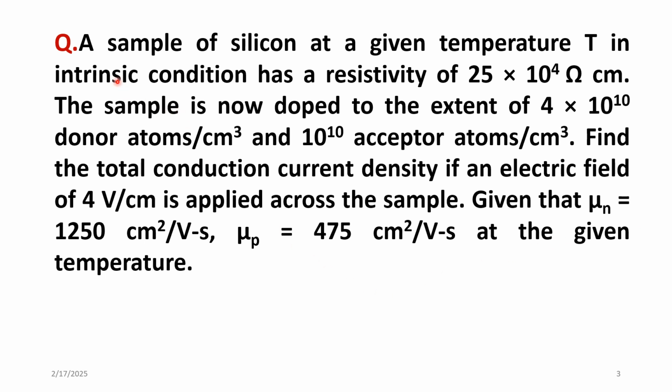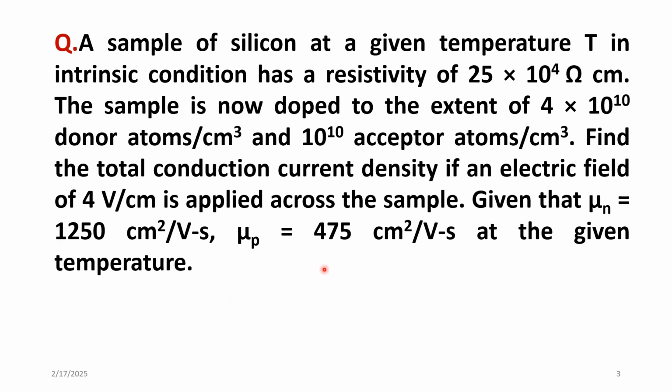We are considering a sample of silicon at a given temperature T in intrinsic condition, which has a resistivity, as given in the question, of 25 into 10 power 4 ohm centimeter. The sample is now doped to the extent of 4 into 10 power 10 donor atoms per centimeter cube and 10 power 10 acceptor atoms per centimeter cube. Find the total conduction density if an electric field of 4 volt per centimeter is applied across the sample. Given the values, mu n is equal to 1250 centimeter square per volt second, mu p is 475 centimeter square per volt second at the given temperature.